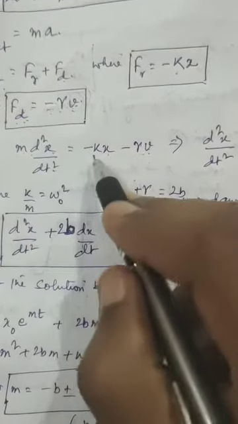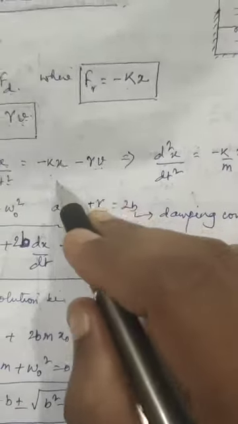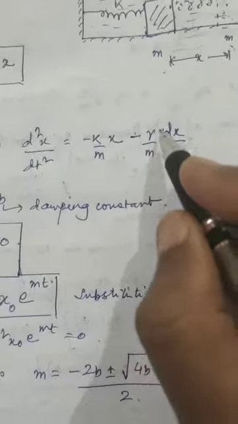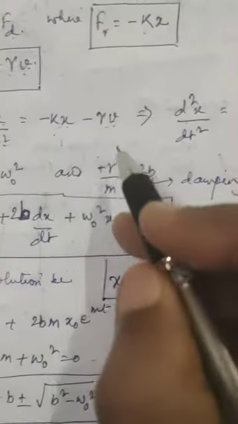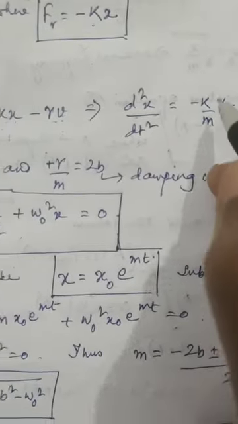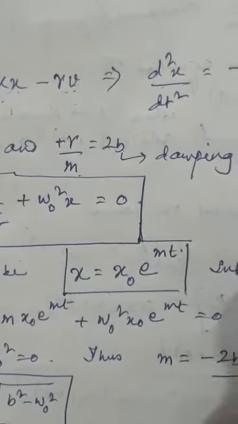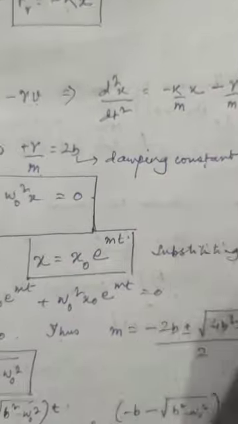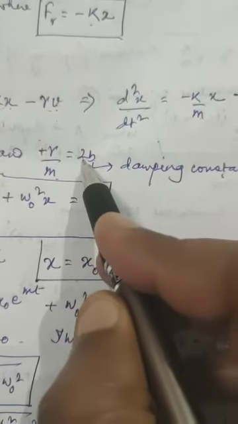So first I divided by m. So I have d square x by dt square equals minus k by m x, and minus gamma by m dx by dt. So v is dx by dt. So we know what k by m is from our previous calculations. K by m is nothing but the square of the natural frequency, omega naught square. So we can put k by m as omega naught square, and we'll put gamma by m as 2b. This is a new constant. This I'll call the damping constant. 2b, I'll call it the damping constant. Now you must be wondering why a 2 factor. We'll get to this.